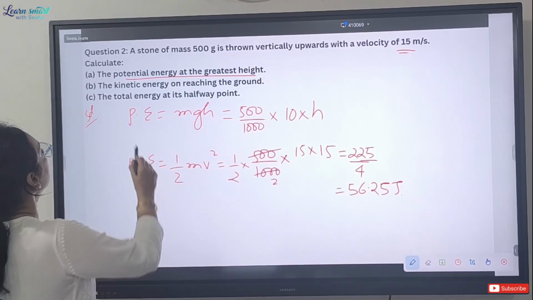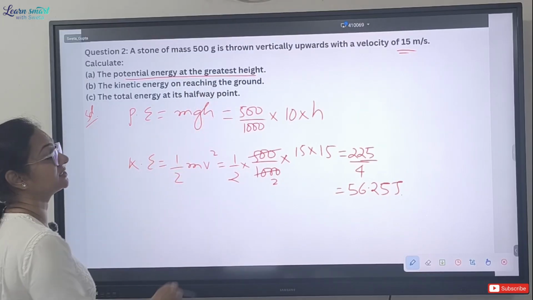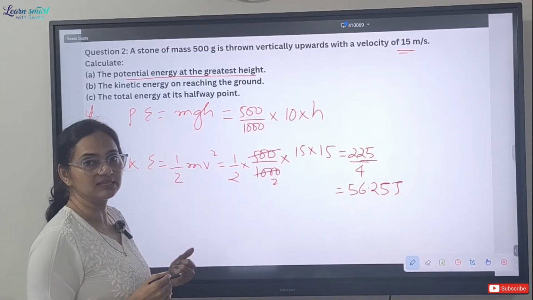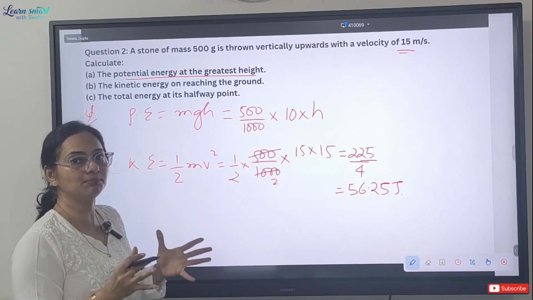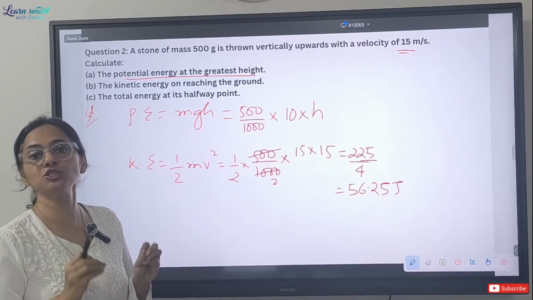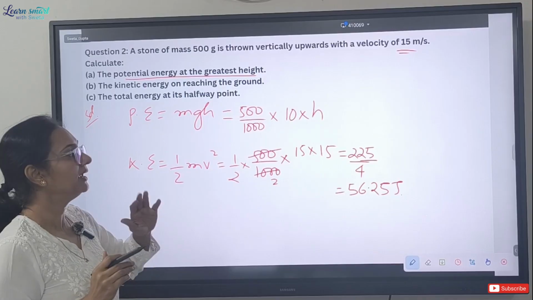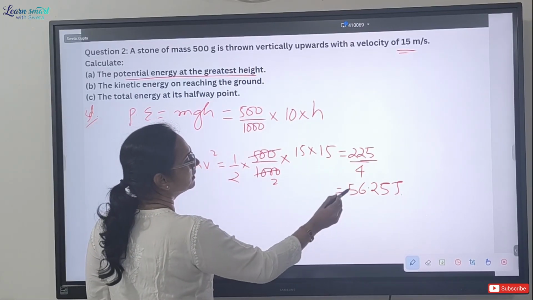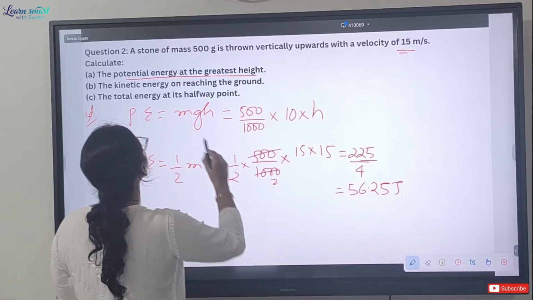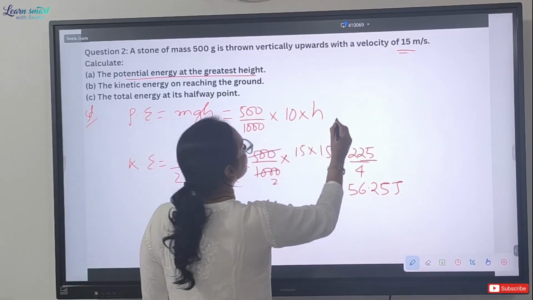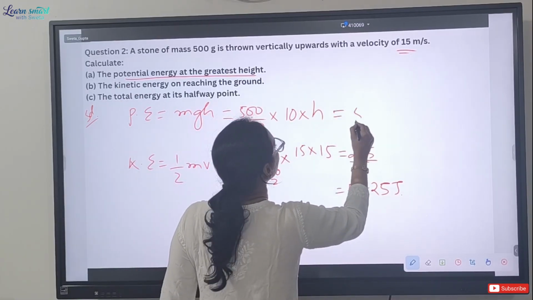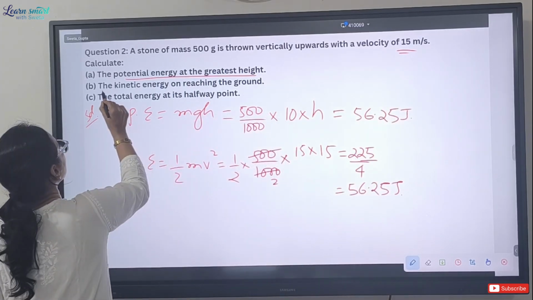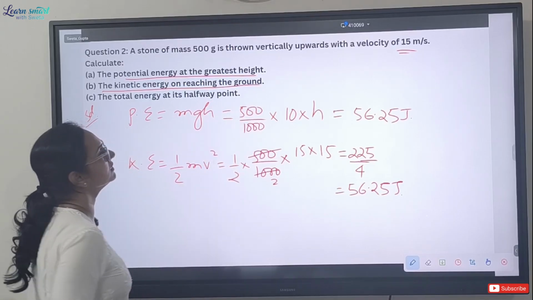But the question was, calculate the potential energy at the greatest height. So same will be the potential energy, because from the law of conservation of energy, whatever the kinetic energy the ball has, that energy does not get wasted anywhere. It only transforms from one form to the other. So the potential energy will be 56.25 joules. Then they had asked kinetic energy on reaching the ground.